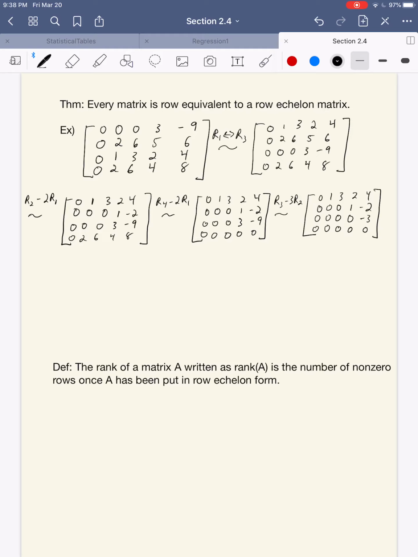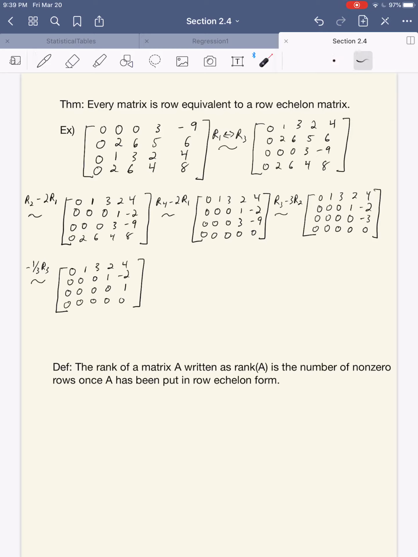We got our matrix almost there. Let's check if everything's looking good. Leading 1, everything below it is 0. There's a leading 1, everything below it is 0. There's a leading negative 3, so we've got to do one more modification. Let's go ahead and take negative 1/3 times row 3, which we can do. That's the scalar multiple of one row. So 0, 1, 3, 2, 4, 0, 0, 0, 1, negative 2, and then 0, 0, 0, 0, 1, 0, 0, 0, 0, 0. And we did it.